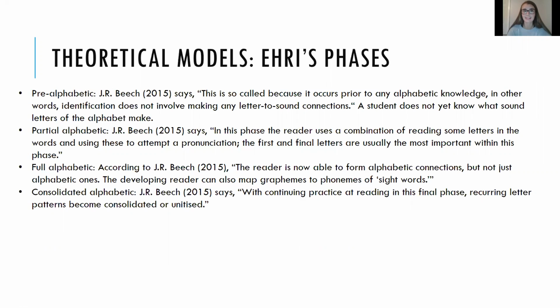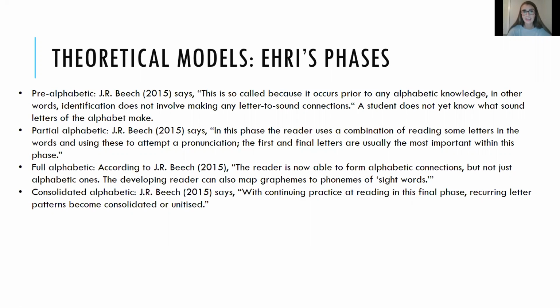In the full alphabetic stage, according to J.R. Beach 2015, the reader is now able to form alphabetic connections, but not just the alphabetic ones. The developing reader can also map graphemes and phonemes to sight words. Okay, so for this one, the example is going to be changing the word within. That's going to be students changing the word within.